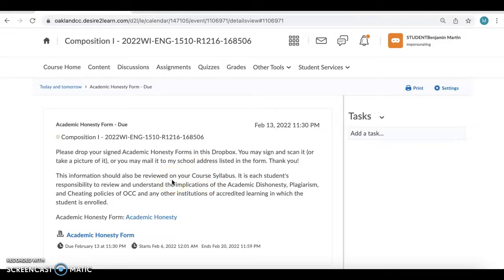Dropbox. Everything that you complete this semester will either be completed in a discussion board up here at the top or put into one of these drop boxes on the home page. This one, you just need to click on this link, download the academic honesty form, open it up when it's ready to open here. Open it up and then make sure that you fill the piece out.